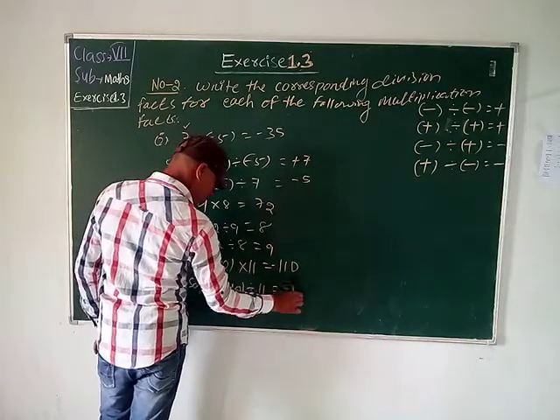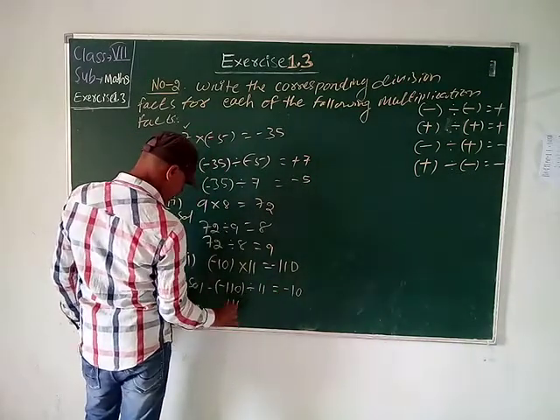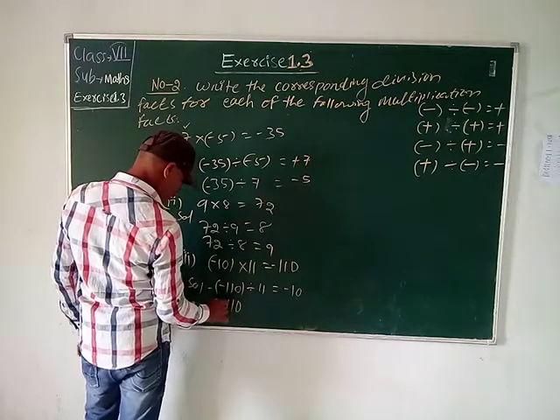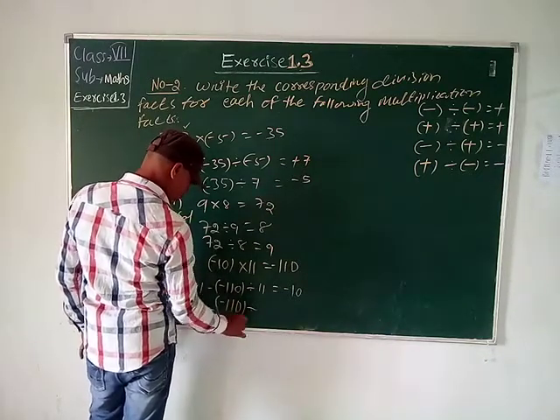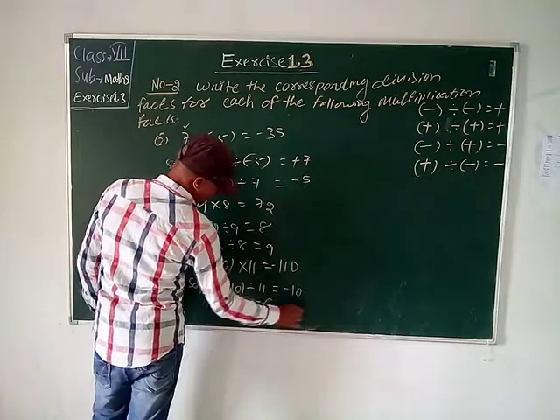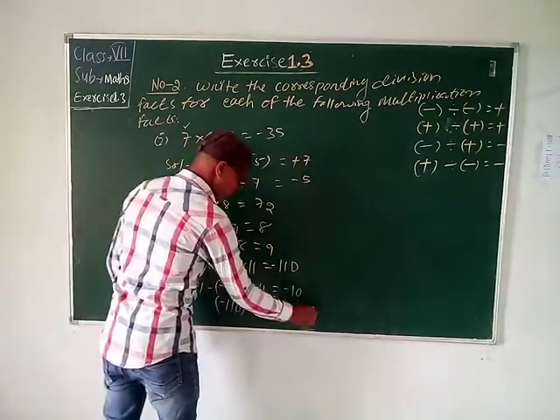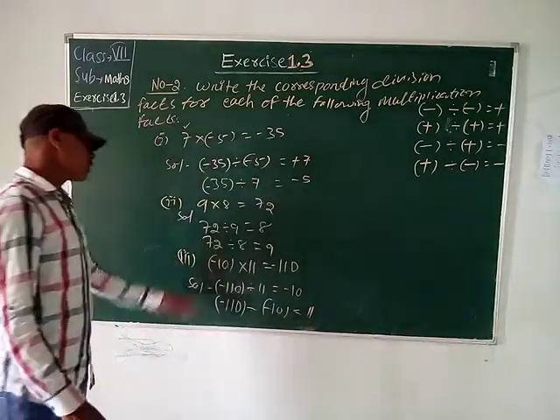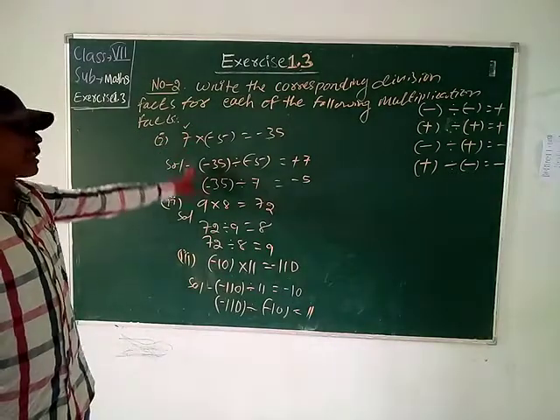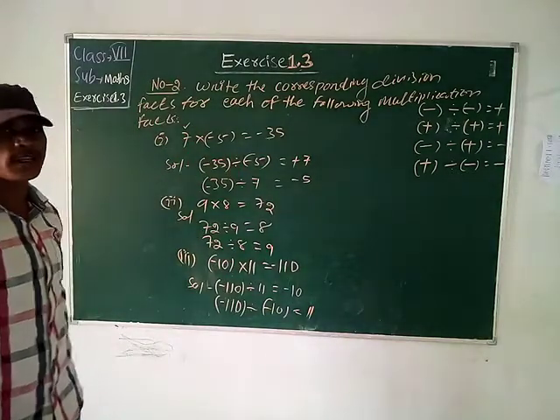Minus 110 divided by minus 10 equal to 11. Instead of multiplication facts, we can change it to the division facts.